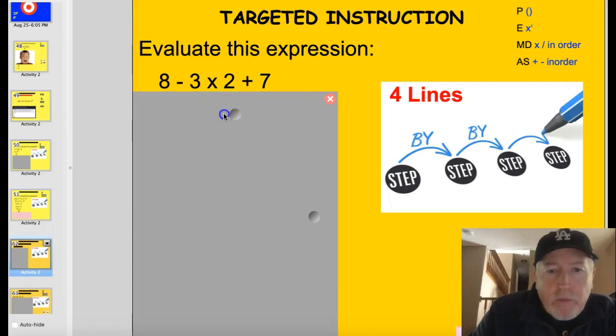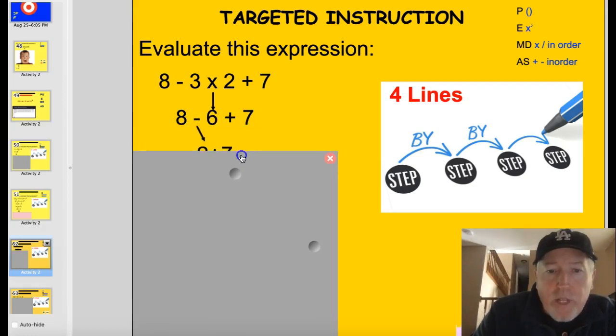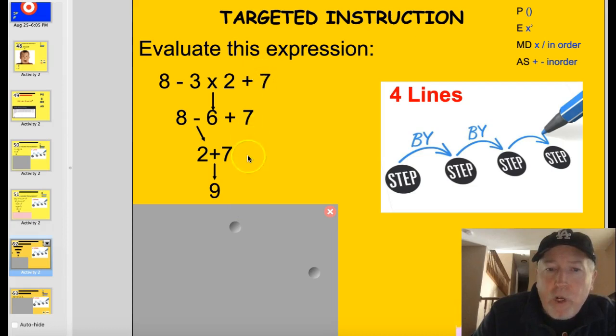Let's see. Well, inside here, we've got 3 times 2. We'll do that first, and we get 6. Now we've got subtraction and addition. We'll do that subtraction first because it comes first. 8 minus 6 is 2. We've got 2 plus 7. We got 9. A little 4-liner there with 3 different steps. And we are all set.